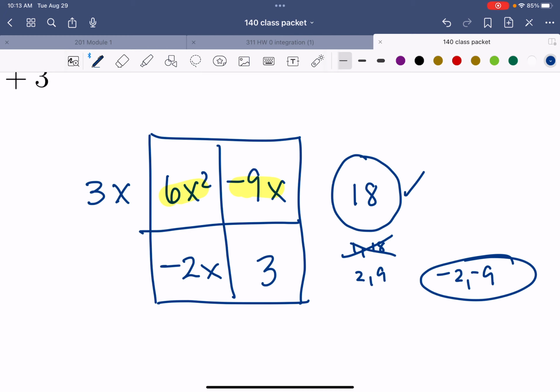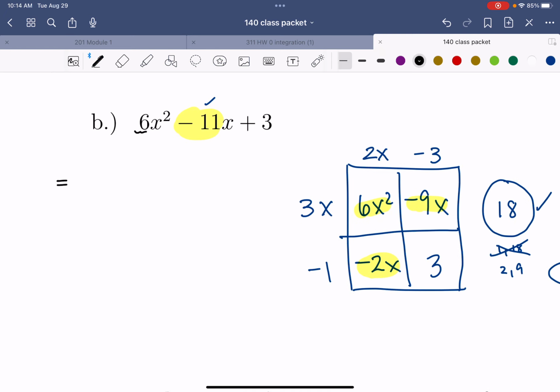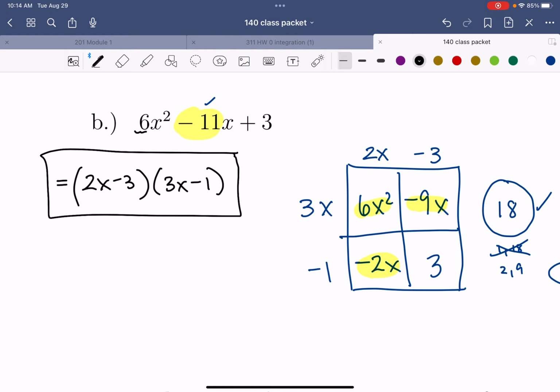When you take the 3x out of 6x squared, there is 2x left, so that goes up top. When you take 3x out of the -9x, meaning you're dividing it, that gives you a -3. Okay. So then down here on the bottom, when I have my -2x, I already have a +2x up top. So what do I have to multiply that by to get -2x? Well, a -1. And then we check, does -3 times -1 give me the +3 that's in my box? It sure does. And so that means my two factors are the ones across the top and down the side. So 2x minus 3, which is across the top up there, and 3x minus 1, which is along the side. And that is my final answer.